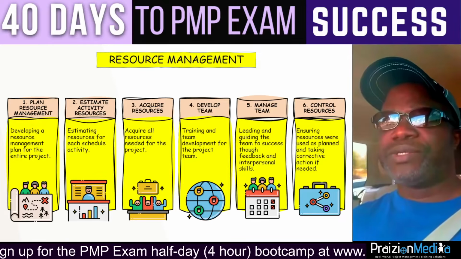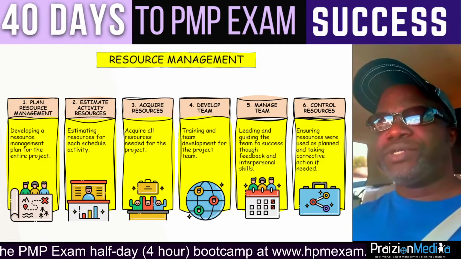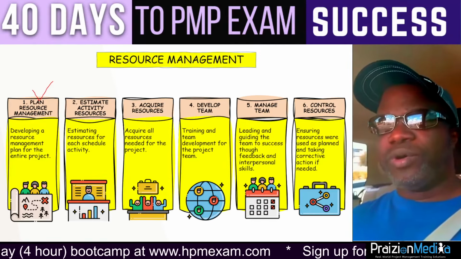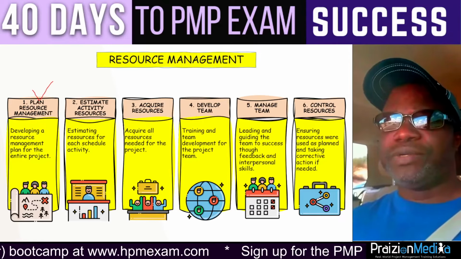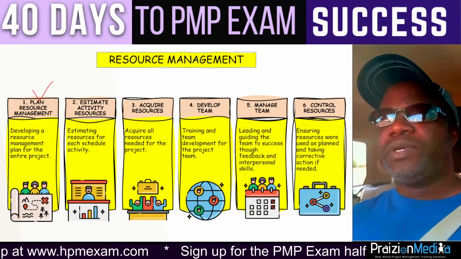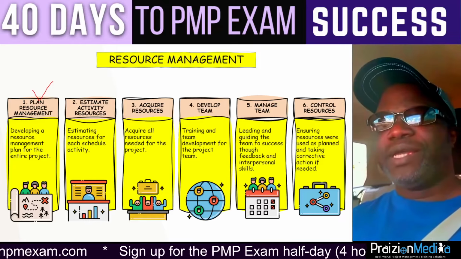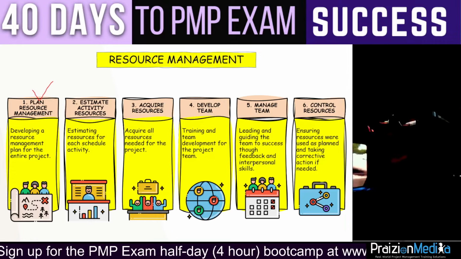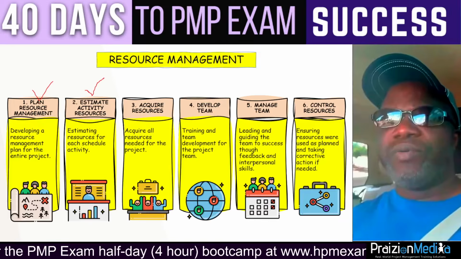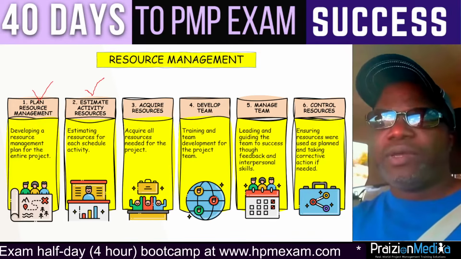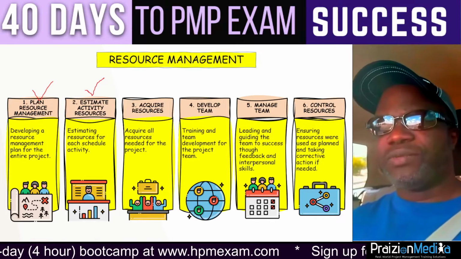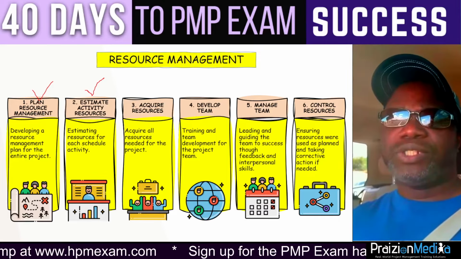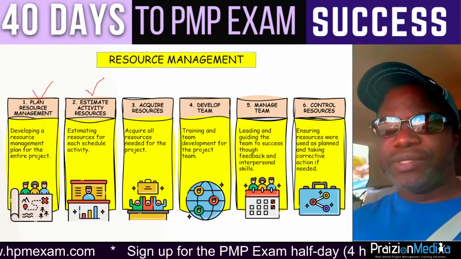So what else happens in resource management? Well, we have plan resource management, planning how to manage resources across the board: human, equipment, material, supplies, and facilities. And then we have estimate activity resources. This is where we estimate the resources, how many, how much. And we do this for the human, equipment, material, supplies, and facilities, of course, and anything else. When you understand how many, how much, you have an output. We call it resource requirements.